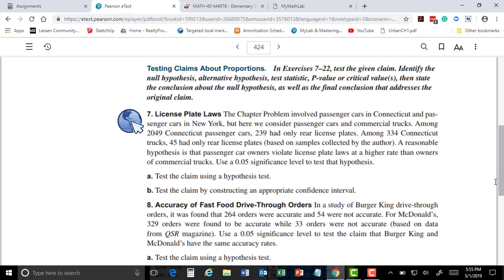The p-value is a little bit different, but we compare that with the alpha over 2. Okay, and it says p-values. Then state the conclusion about the null hypothesis. So this is called license plates.